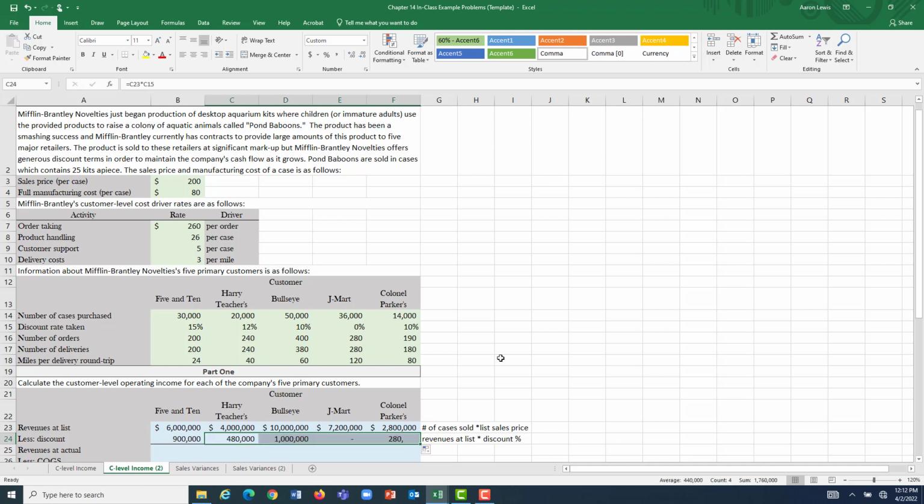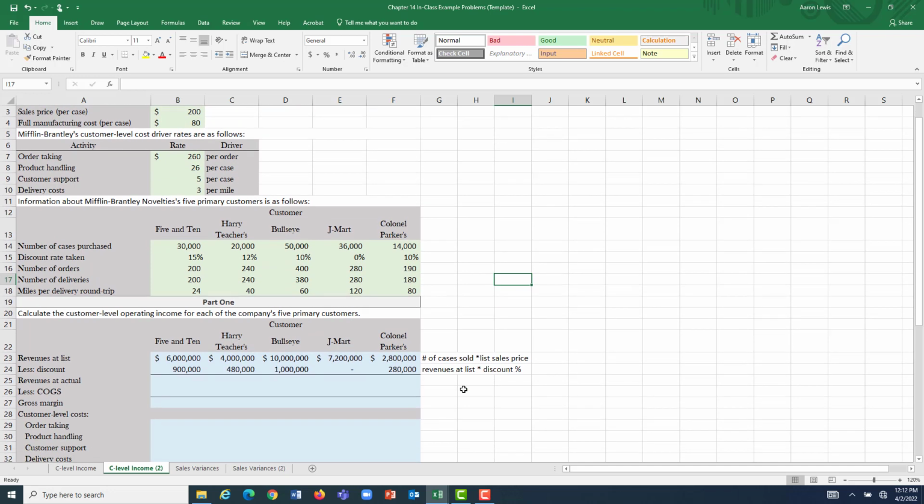I can just use the fill handle to bring it across, and we see that 10% discount given on $10 million of list revenues for Bullseye means we gave them $1 million in discount. J-Mart over here had $7.2 million of list revenues, and since they didn't take advantage of any of our discounts, they had a 0% discount rate taken, they got no discount to subtract out. And Colonel Parker's got 10% off of $2.8 million in revenues. That is a $280,000 discount.